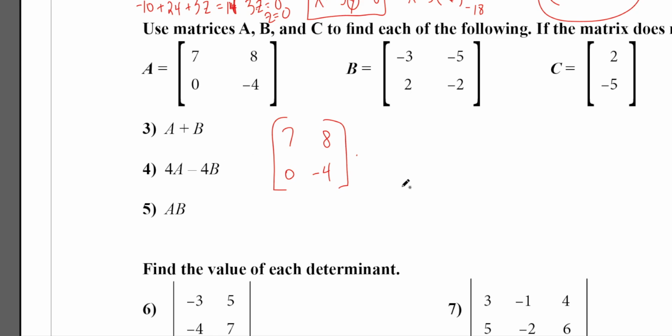Now, with addition and subtraction, all you do is you just take the numbers that are in that spot and just add them up or subtract them. Multiplication is not the same, though, for matrices. Okay? So this one's a little bit different. So what is it? AB. So this is negative 3, negative 5, that's 2, that's negative 2.